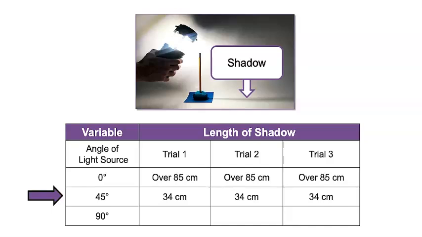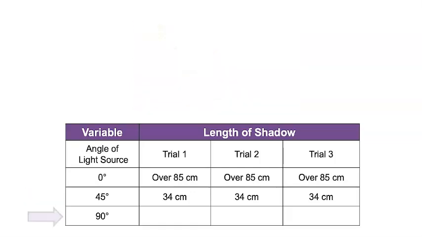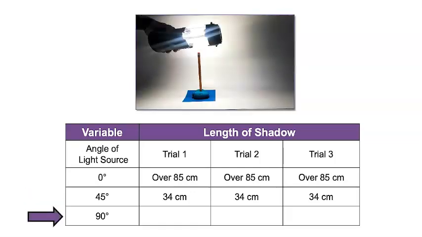So, the length of the shadow decreased as we increased the angle of the light source from 0 degrees to 45 degrees. What do you think will happen when we increase the angle of the light source even more to 90 degrees? Wow, look at that. When I hold the light source at an angle of 90 degrees, the shadow completely disappears. I measured 0 centimeters in all 3 of my trials. Let's record that in our table. How interesting.